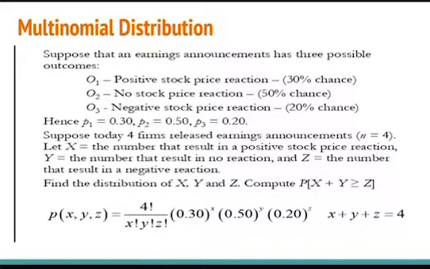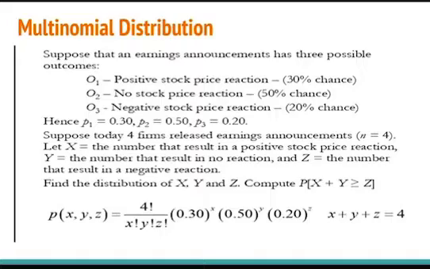Suppose that an earnings announcement has 3 possible outcomes. Look at that, 3 possible outcomes. Then my mind should be thinking of multinomial. It didn't say 2 possible, right? Does that make sense? 3 possible? That should be multinomial.